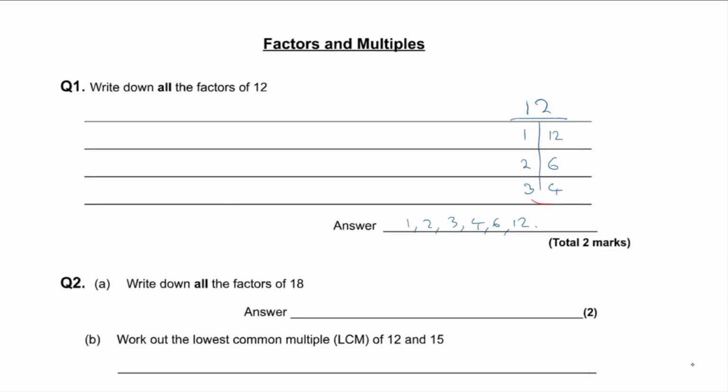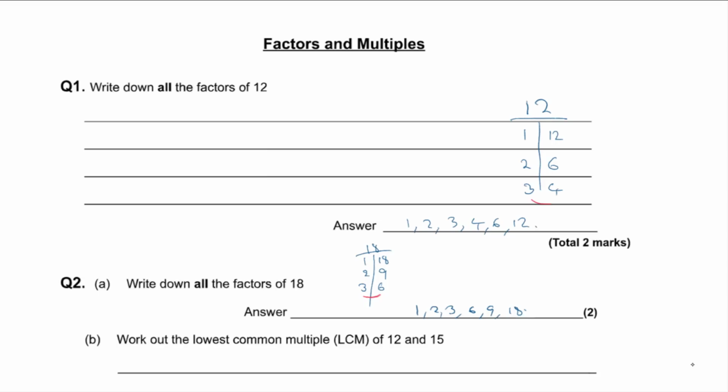Part 2a says write down all the factors of 18. So I'm going to do the same thing. I'm going to start with 18 at the top, and I'm going to start with 1. 1 times 18 is 18. 2, yeah, 2 goes into 18. 2 and 9. 3, yep, 3 goes into 18. 3 and 6. 4, no, 4 doesn't. 5, no, 5 doesn't. And I've kind of met myself coming down the other way because there aren't any more numbers between 3 and 6 to try. I've tried all of them and they're not factors, so I know I've got all of them. So again, factors of 18 are going to be 1, 2, 3, 6, 9 and 18.